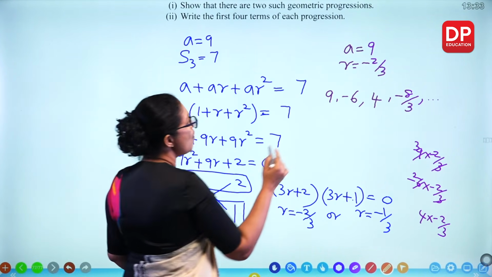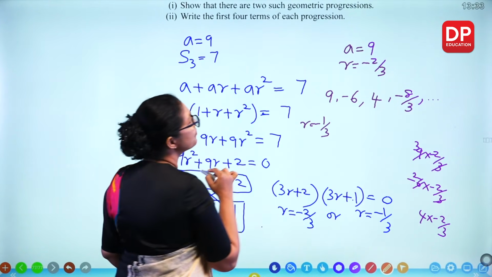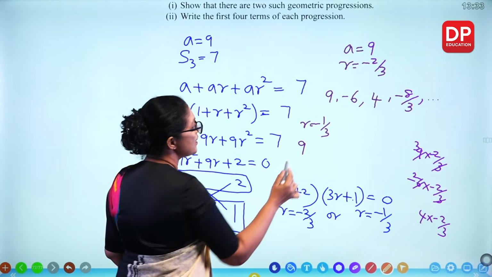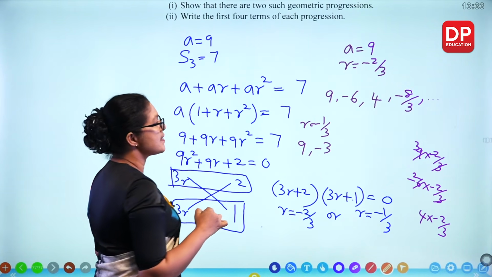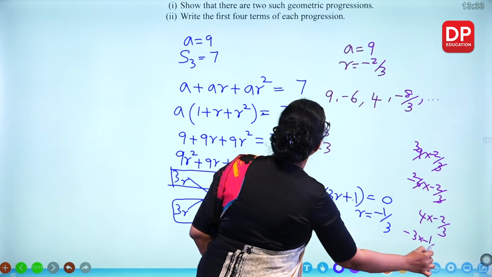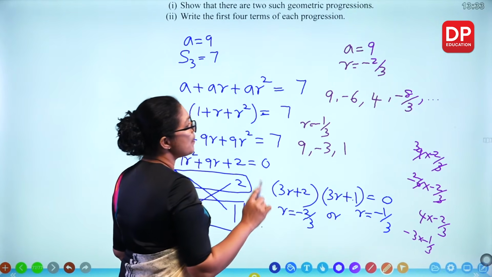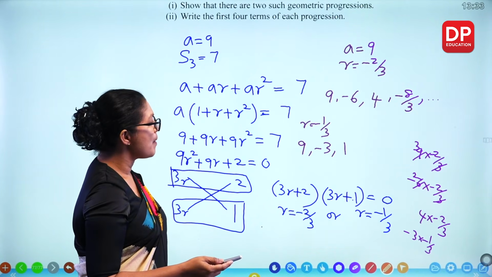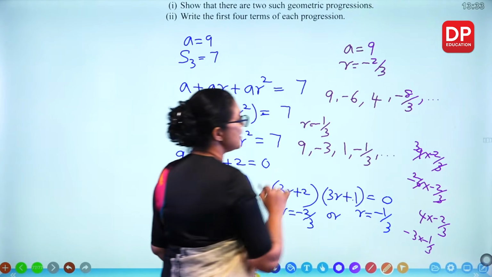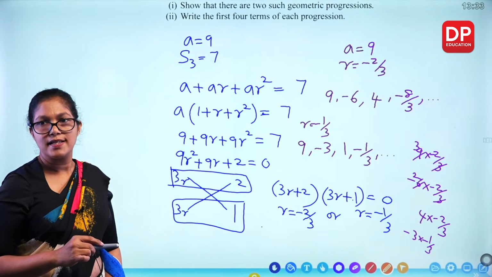What's the other one? Now R equals minus 1/3. Starting from 9. 9 times minus 1/3, you get minus 3. Minus 3 multiplied by minus 1/3, you get plus 1. Plus 1 multiplied by minus 1/3, you get minus 1 over 3. So these are the first 4 terms of the other sequence.